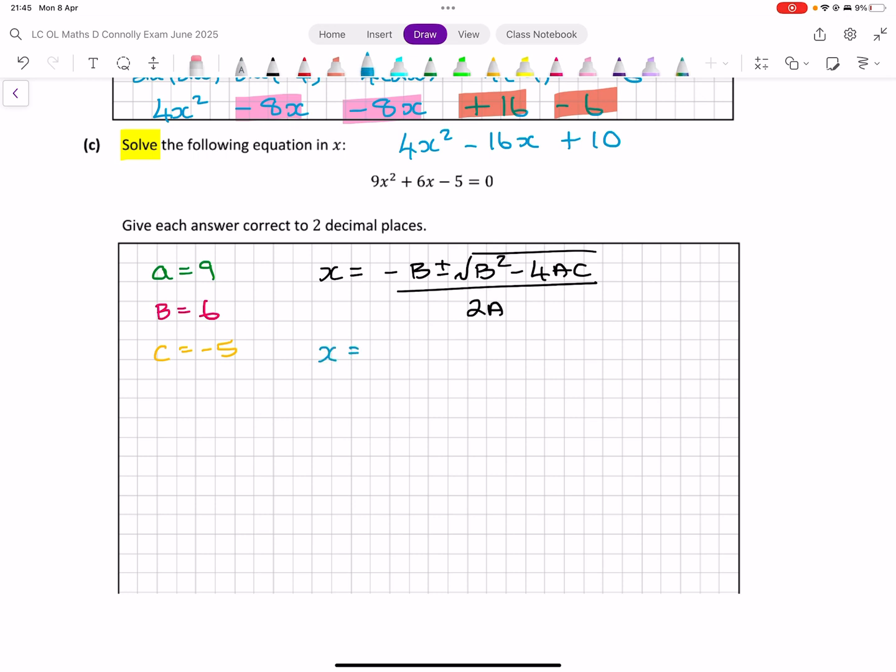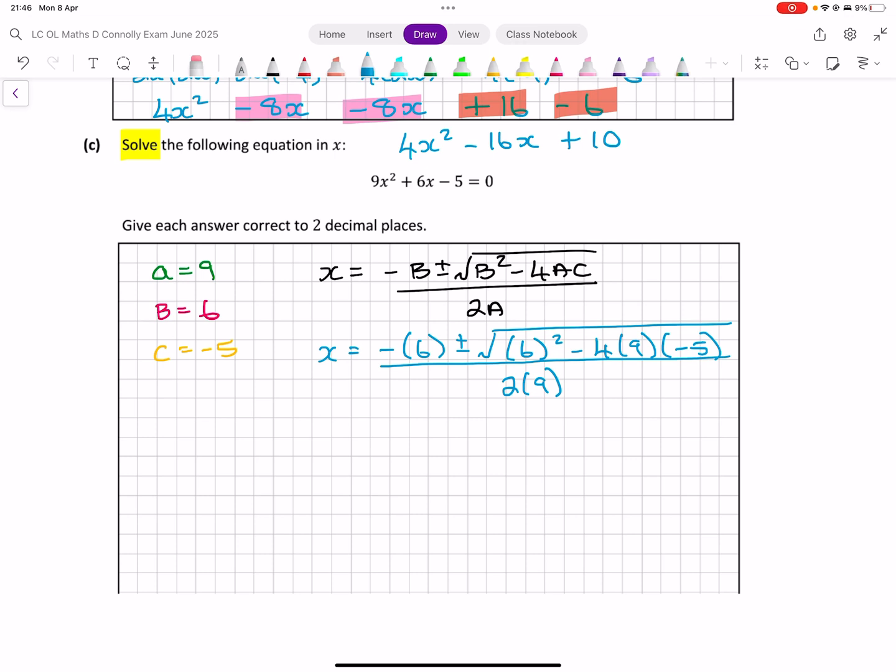So x equals minus 6 plus or minus the square root of 6 squared minus 4 bracket 9 bracket minus 5, all over 2 times 9. So minus bracket 6 plus square root bracket 6 squared minus 4 bracket 9 bracket minus 5 over 2 bracket 9.